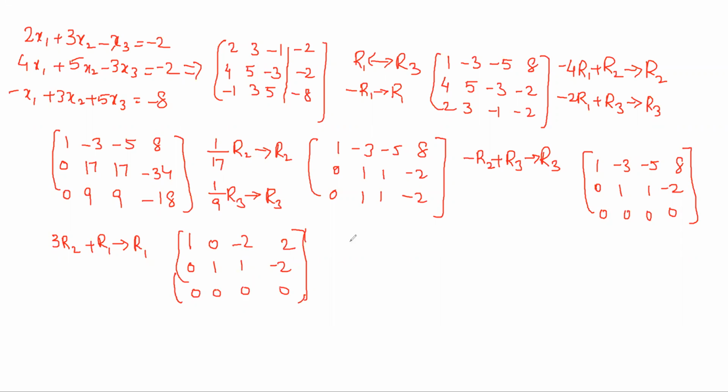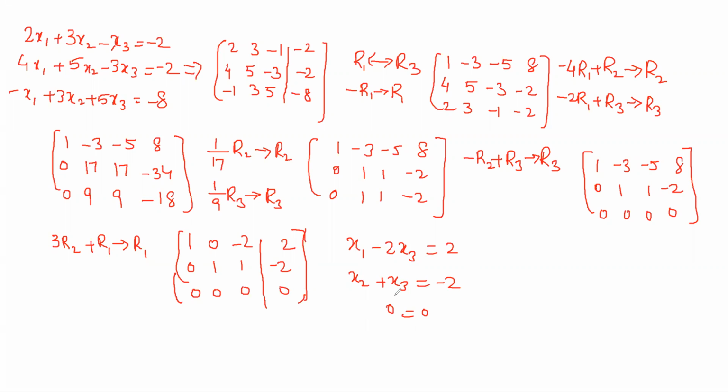So now what we can do is write this augmented matrix in equation format. So x1 minus 2 x3 is equal to 2. And then here it is x2 plus x3 is equal to minus 2. And then the last term is 0 is equal to 0, so that doesn't add anything. In this case, we have 3 variables but 2 equations. Therefore, one of the variables should be a free variable.